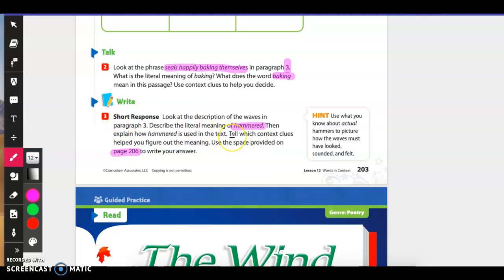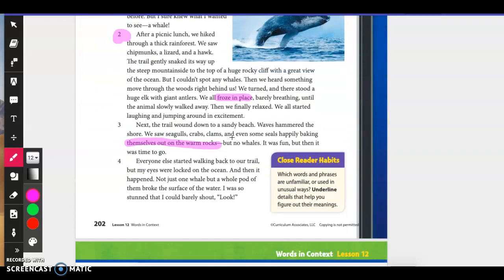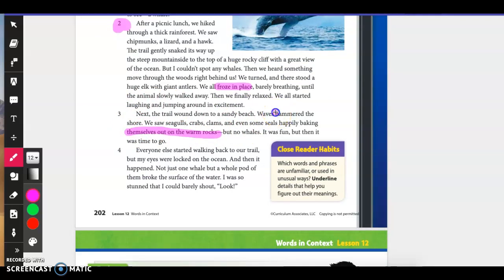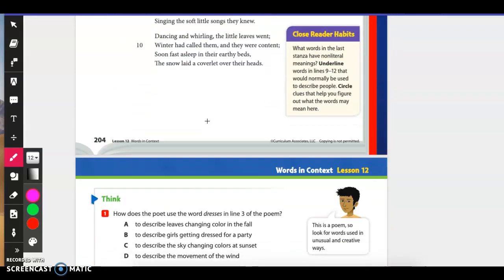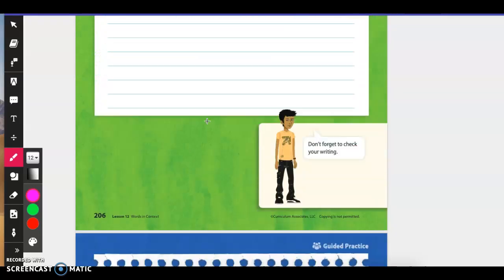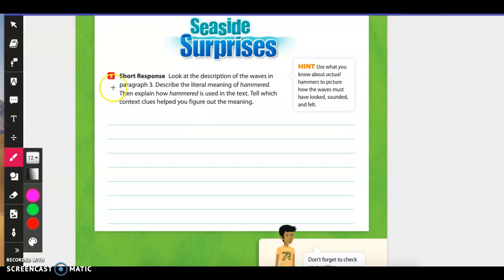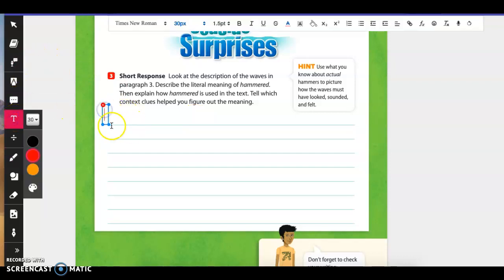So if we go back to paragraph 3, we're going to look for the word hammered. You can do that now. Hammered. Waves hammered the shore. Then I'm going to go down to page 206, and I'm going to guide you through writing your answer because I want to make sure that we are all restating the question, answering the question. And then the next story, you're going to do it all by yourself.